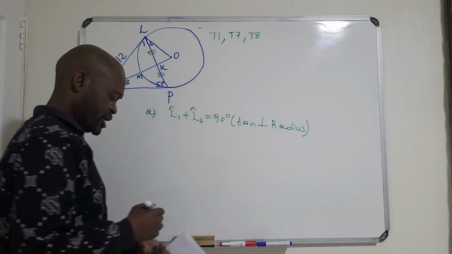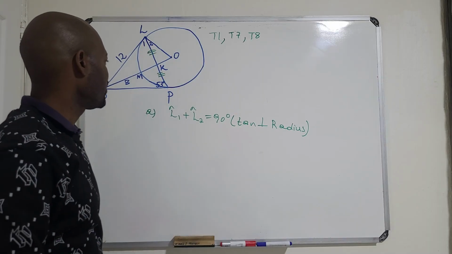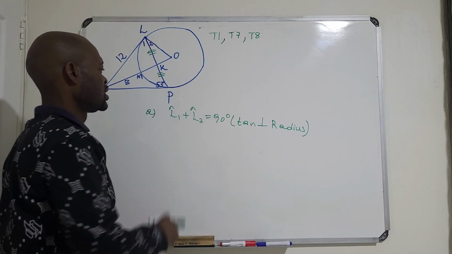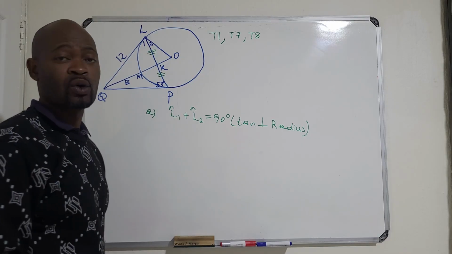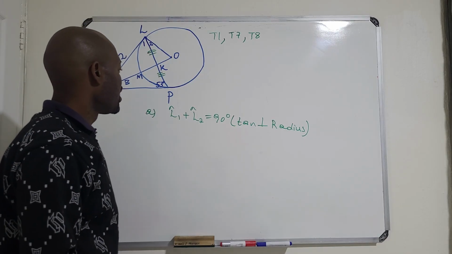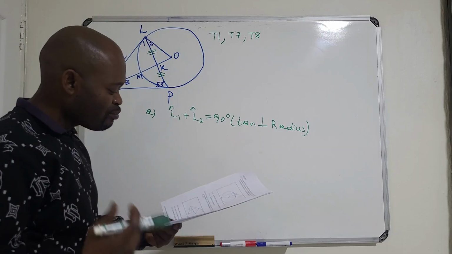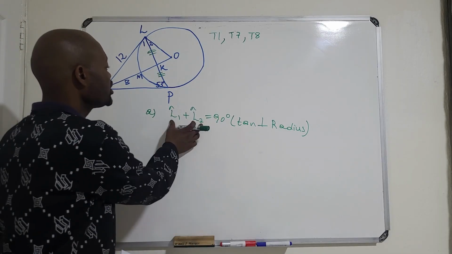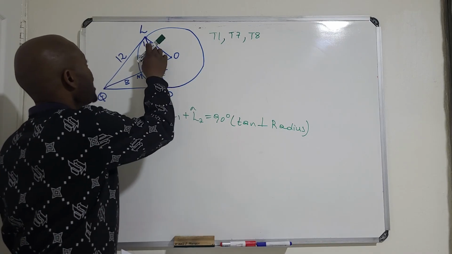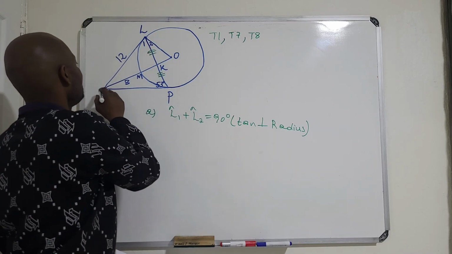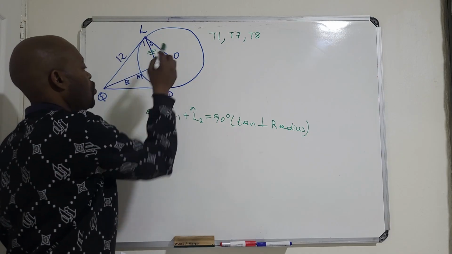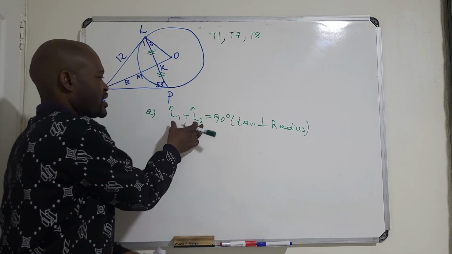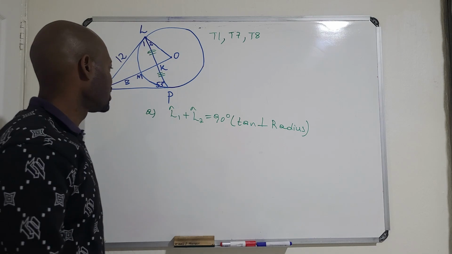Or radius perpendicular to the tangent, however we prefer. Therefore, this is the first angle, which is equal to 90 degrees. Another angle, because they said name with reasons two angles which are equal to 90 degrees. This is the first angle. This angle plus this angle is the same as angle LOQ. Therefore, that is why I can just put it like that.